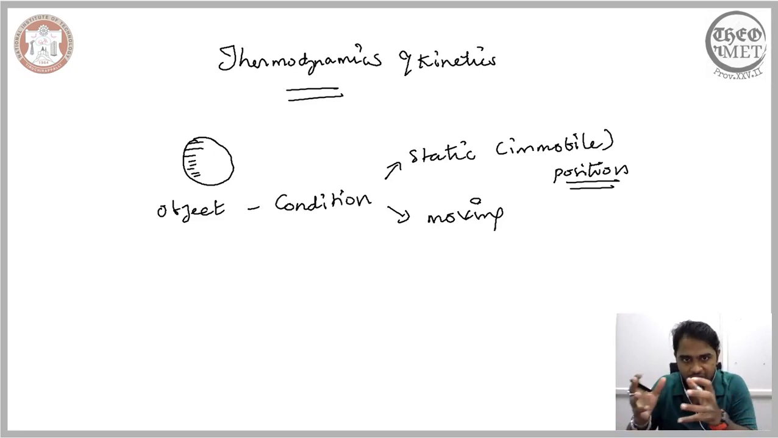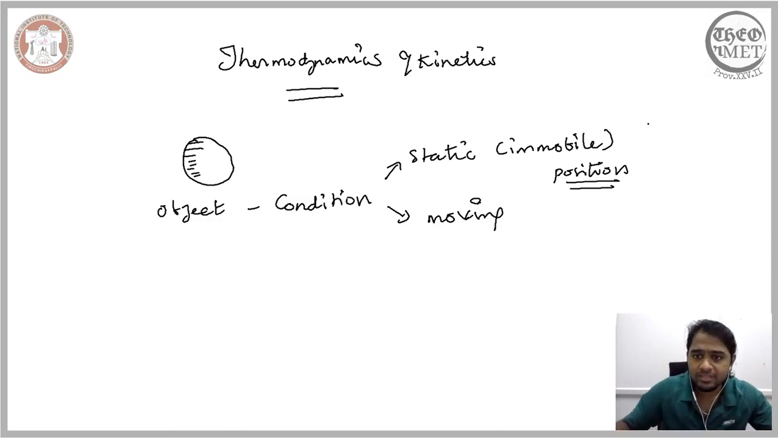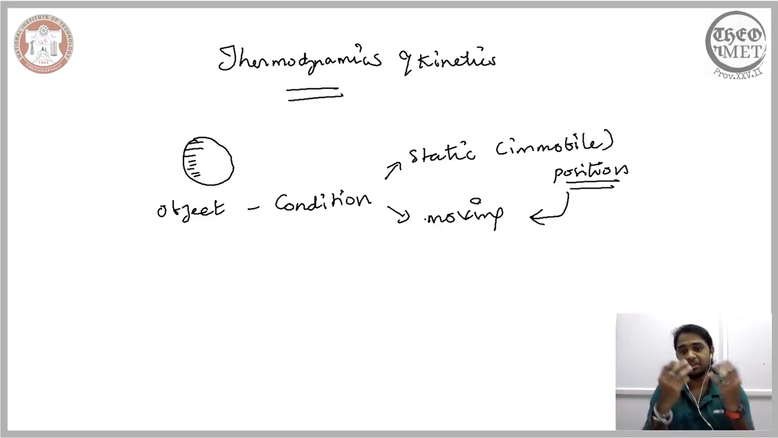So I consider an object and state that it is in a specific condition, and in order to describe a condition, I need a specific variable, and that variable is the position. With respect to this parameter, I describe this condition. When the position does not change with time, the object is in the static condition. Now, with the same parameter, I can also describe the other condition, that is the moving condition, the mobile condition.